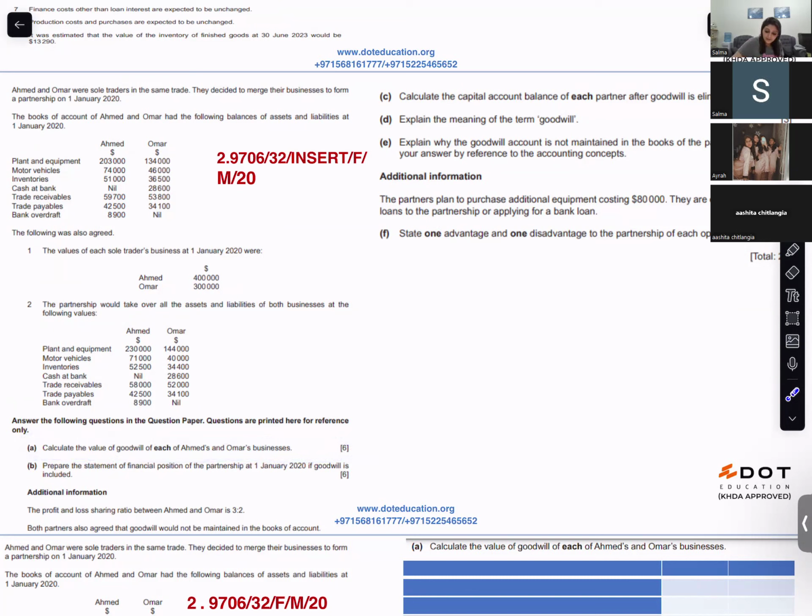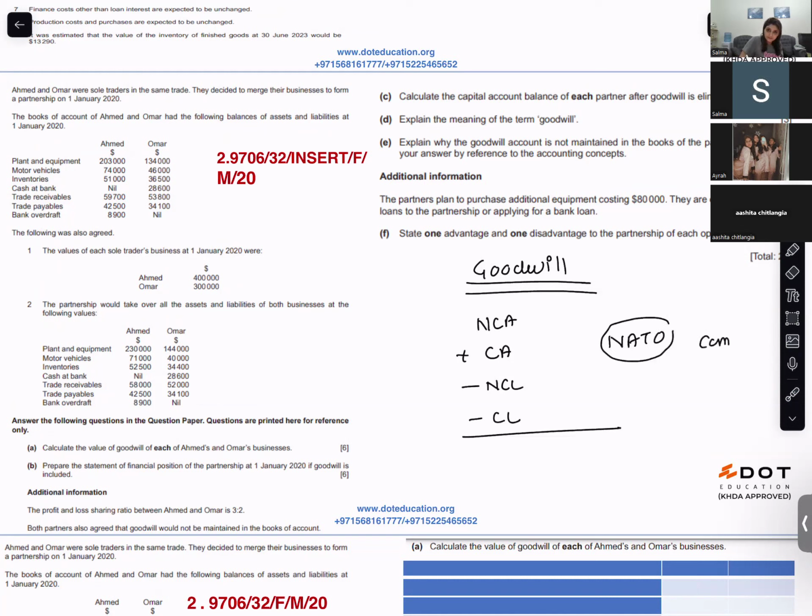How do you calculate goodwill? Anybody can answer. How do you calculate goodwill? You do non-current assets plus current assets minus non-current liabilities minus current liabilities, and then you get the business value, which is called what? This is called the NATO, the net assets taken over. So the net assets taken over is compared with what? The business's value. Okay, it is compared with the business value.